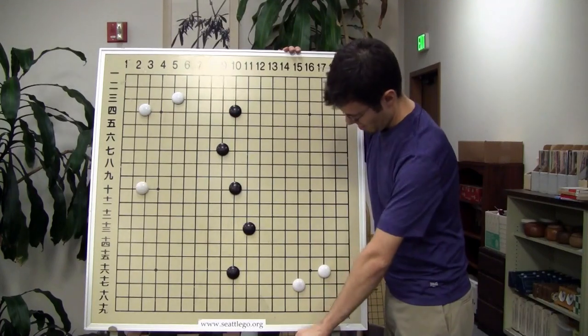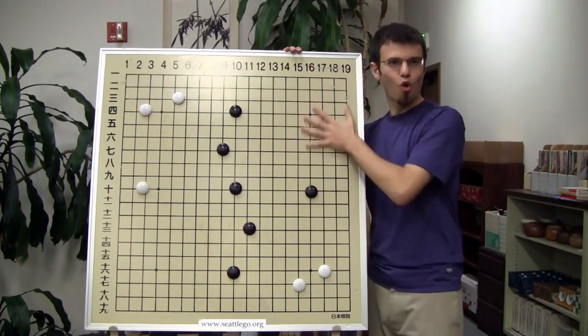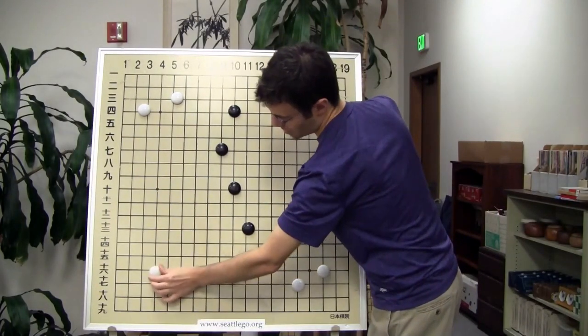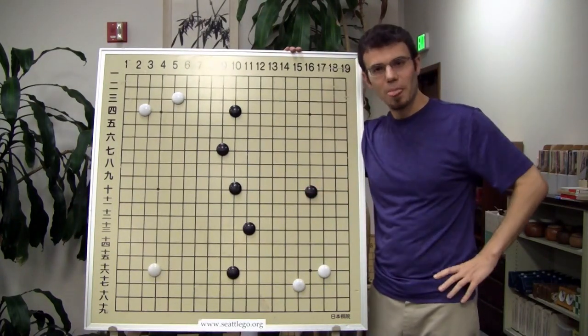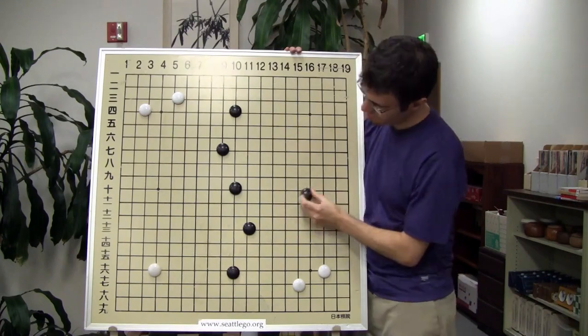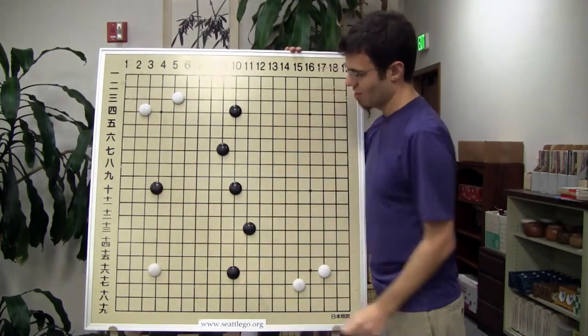Why doesn't white just go for another corner? Well, take with a 4-4, how do you take this corner? Even if you take the corner, I think black still plays here. Actually, in this case, black might play here, just to separate it. Yeah, let's play there.